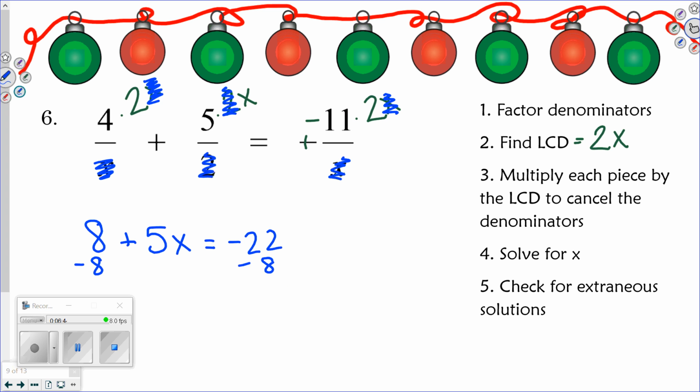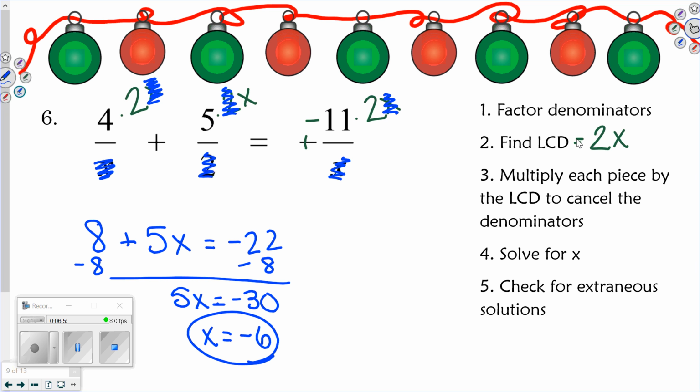Yep, just subtract 8. So 5x equals negative 30. Divide by 5, so x equals negative 6. And then check for extraneous. What was your only restriction? 0 is the only restriction, so you're okay.